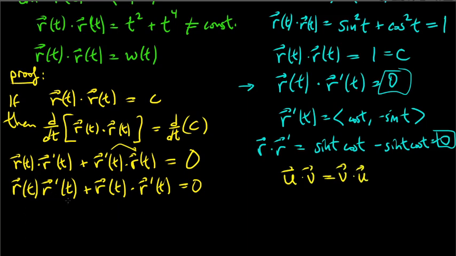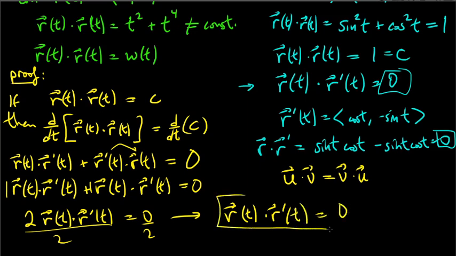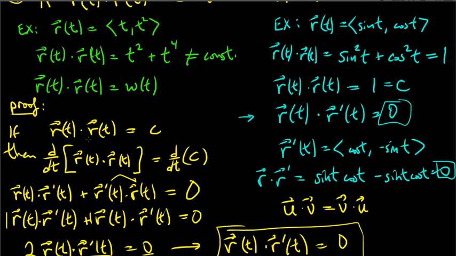And notice that these are the same thing, so you're just adding 1 plus 1. So we have 2 times r, oops, I forgot the dot product here, dot product with r prime. And that's equal to 0. So just divide both sides by 2, and that tells us that r dot r prime of t has to equal 0 as a scalar, as a number. Okay, so that proves it for any r.